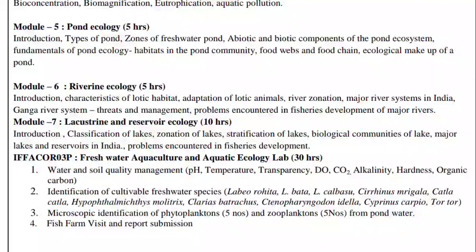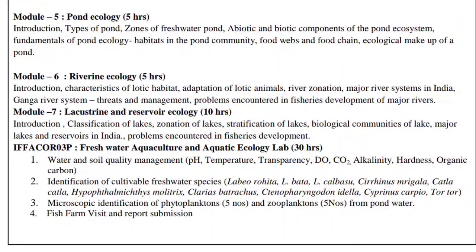Module 6, riverine ecology. Introduction, characteristics of a lotic habitat, adaptation of lotic animals, river zonation, major river systems in India, Ganga river system, threats and management problems encountered in fisheries development of major rivers, zonation of lakes, stratification of lakes, biological communities of lakes, major lakes and reservoirs in India, problems encountered in fisheries development, and freshwater aquaculture and aquatic ecology in lab.